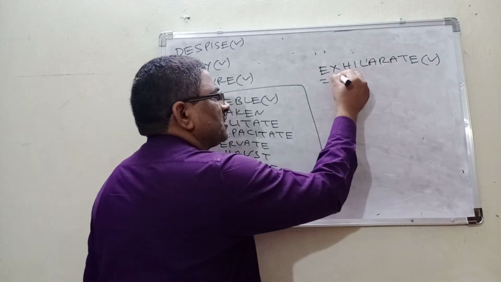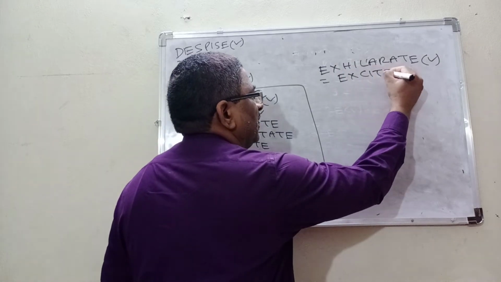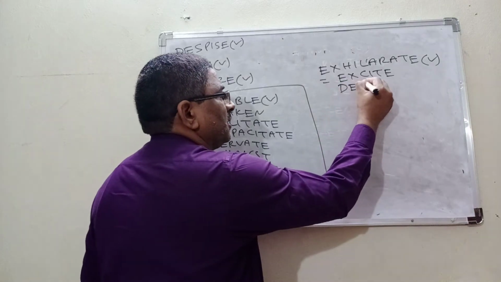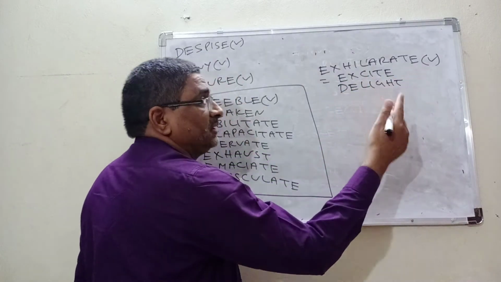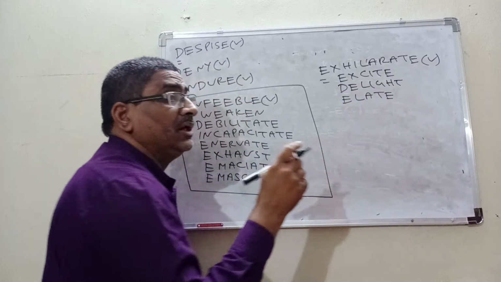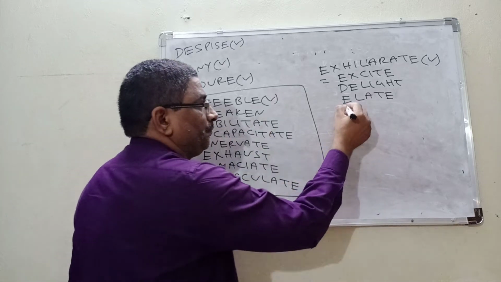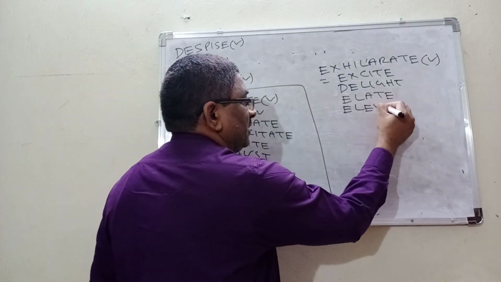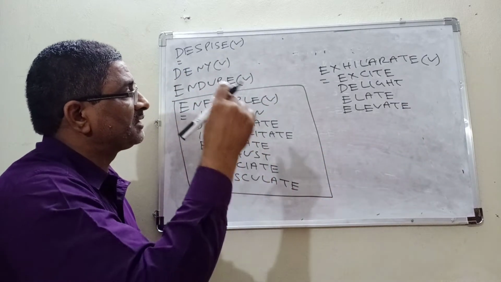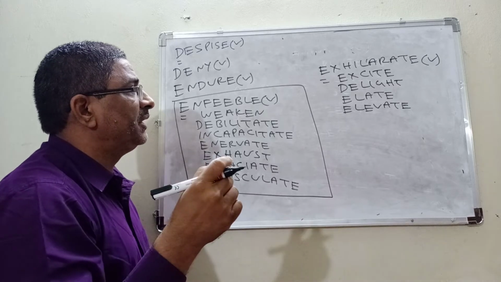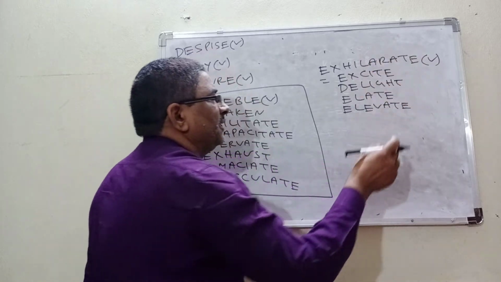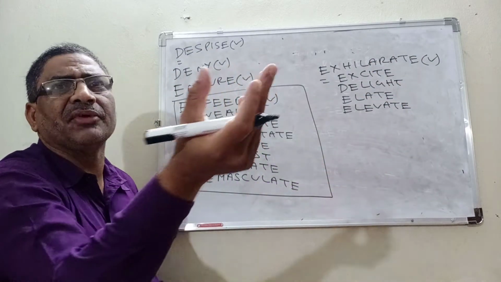We can use some important synonyms for this word. I can say, excite. I am very much excited. You can use another synonym, delight. I am very much delighted. I can write a synonym, elate. I am very much elated. Another synonym we can write here, elevate. I am very much elevated. These words are very, very essential. Excite, delight, elevate, elate and exhilarate, E-X-H-I-L-A-R-A-T-E, a word asked in a majority of examinations.